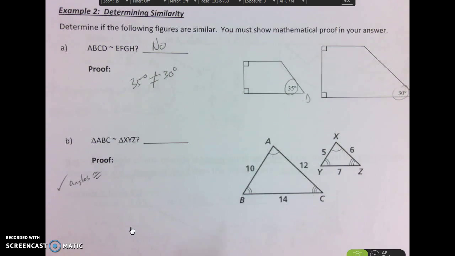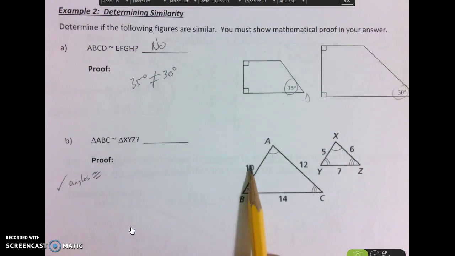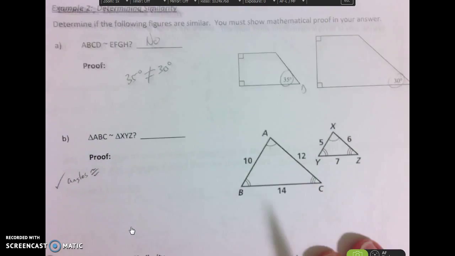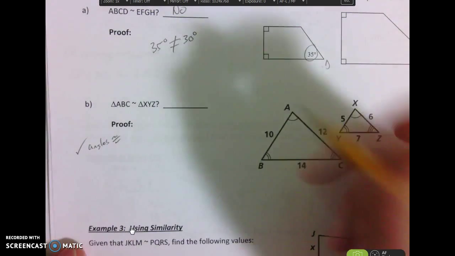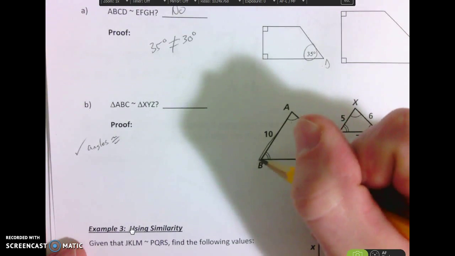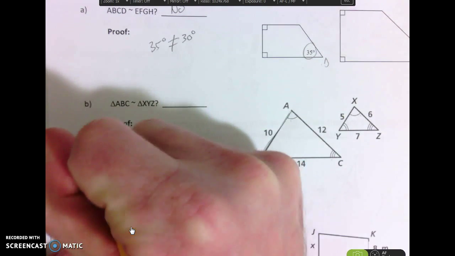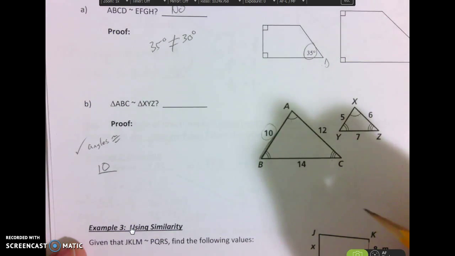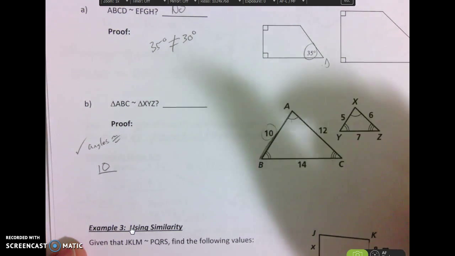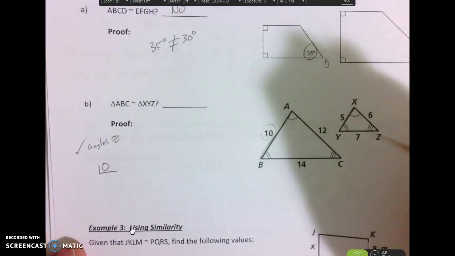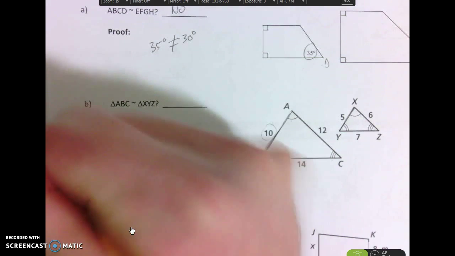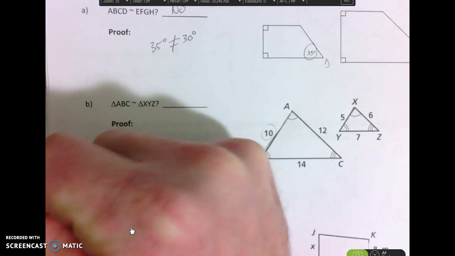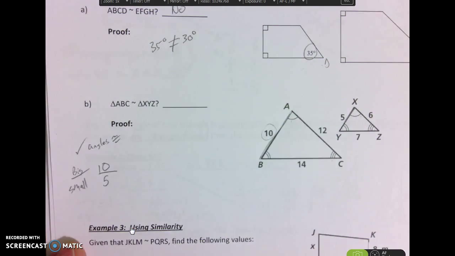For this one, I just read left to right like a book, so I'm going to go big over small. I'm going to take corresponding sides and make a ratio. Remember, a ratio is just a fraction. So if I look here, this is side AB, and its length is 10. So I'm going to put 10 over the corresponding side from the small triangle, and that would be the 5. So it would be 10 over 5, and remember we said we're doing big over small.